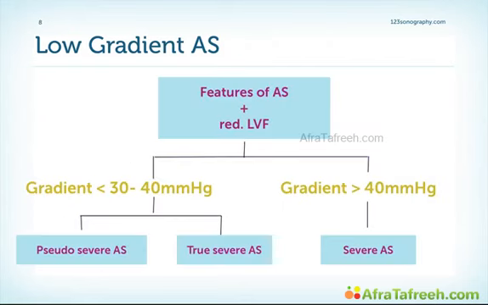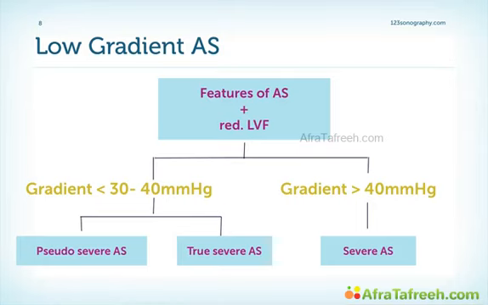So in low gradient, low flow aortic stenosis, we will have features of severe aortic stenosis with a valve area below 1 and a reduced left ventricular function. From a clinical standpoint, it's very important to differentiate between patients with gradients above 40 compared to patients with mean gradients below 30 or 40 millimeters of mercury.